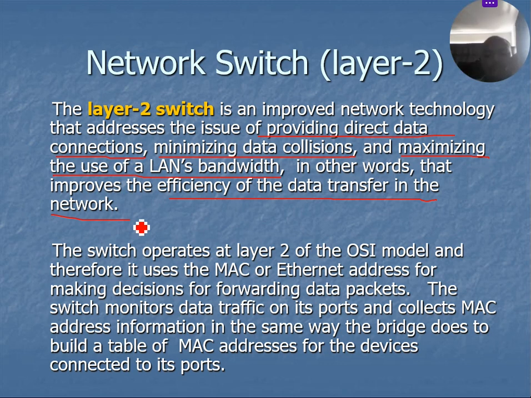Now, the switches that operate in layer 2 of the OSI model use what we call the MAC address. Remember, the MAC address is also called the Ethernet address. They use the MAC address for any decision they make regarding forwarding a data packet, whether between two hosts, or from a computer to a printer on the network. It could be a laser printer, a colored printer, or an inkjet printer.